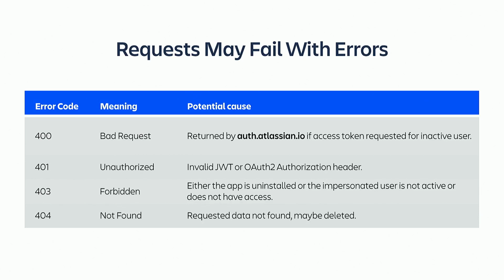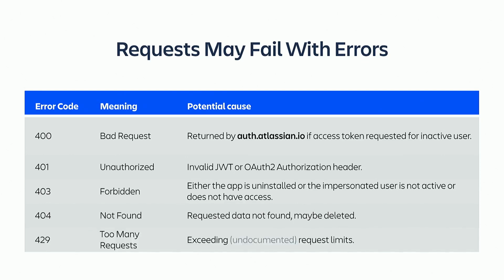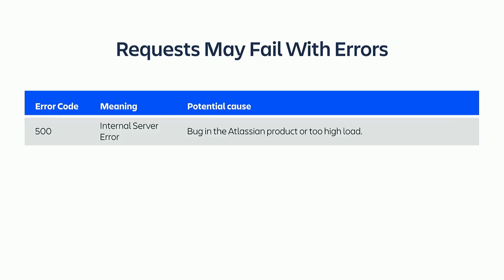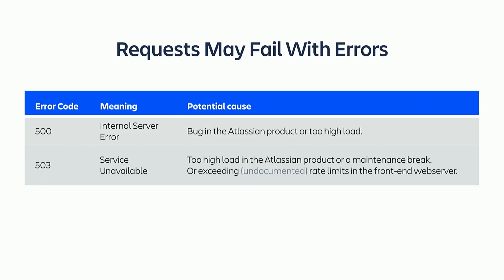404, which means not found. And then what you will get more often in the future is 429, too many requests, meaning you are exceeding request limits, which currently are not quite documented, so you don't know what a good rate to make these requests is. And then there are 500 errors, the famous 500 internal server error, which typically would mean that this is a bug in an Atlassian product, or too high load.